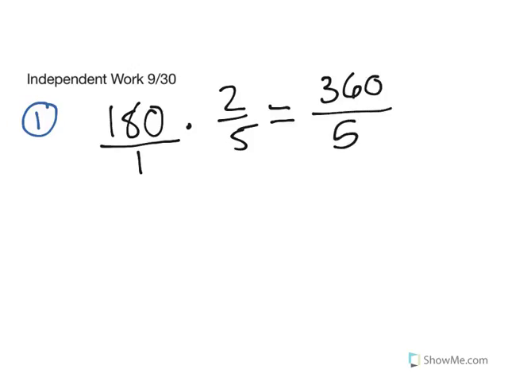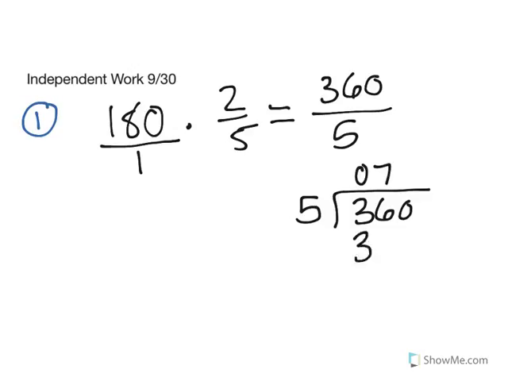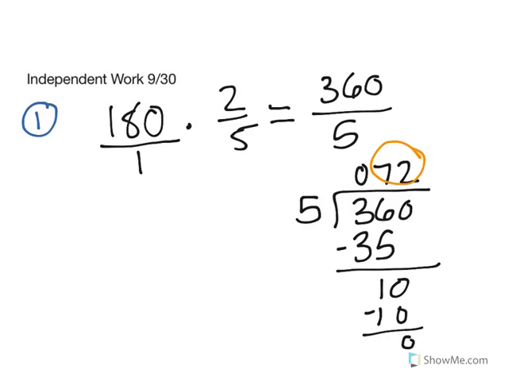Now I need to go ahead and divide this out. So in the house is going to be the numerator, 360, and outside the house is the denominator, 5. 5 does not go into 3, but it does go into 36, and it does so 7 times. 7 times 5 is 35, so that leaves us with 10, and 5 goes into 10 twice. So 72 square feet is the answer to number 1.